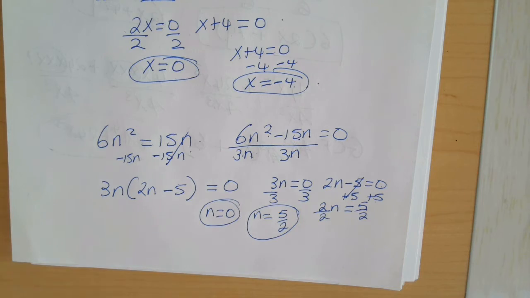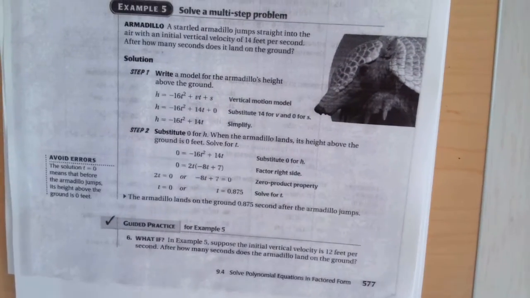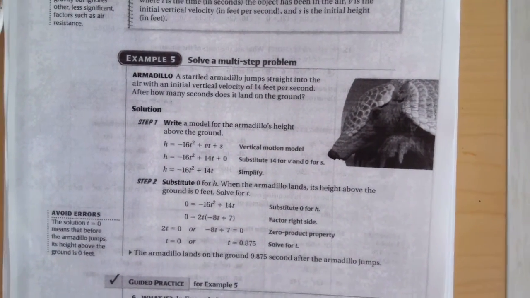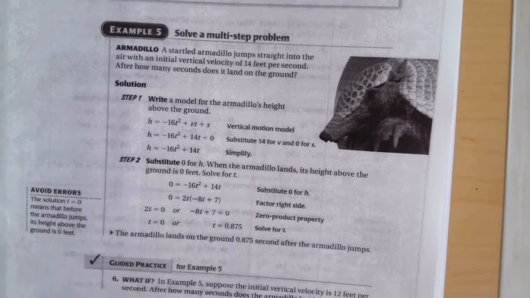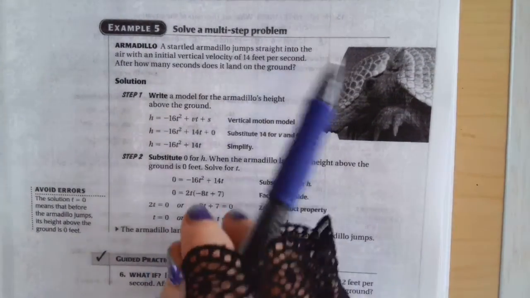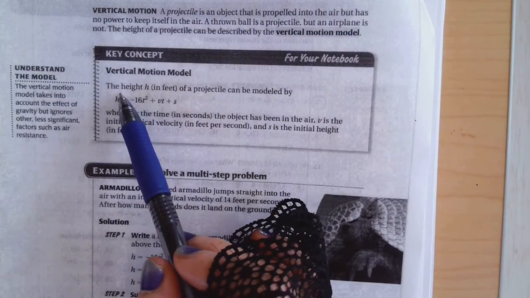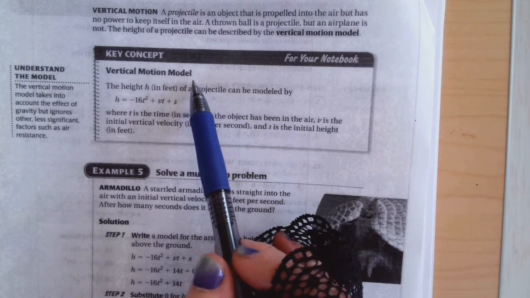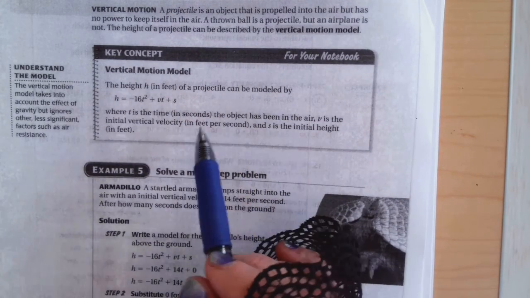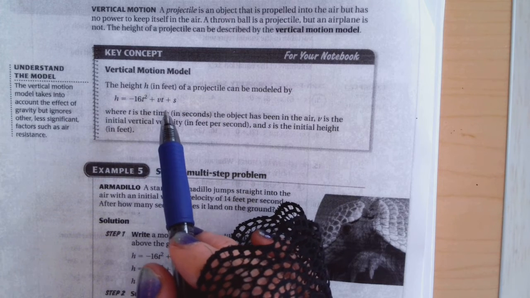All right, the last thing I'm going to do is show you a word problem. Since it's all written out here, it's always easier just to work with what they have here and work from there. So let's, okay, an armadillo. Wow. All right. Solve a multi-step word problem. Now they do give you this vertical motion model. This is used a lot in physics and things like this. So it isn't a physics equation that they came up with.